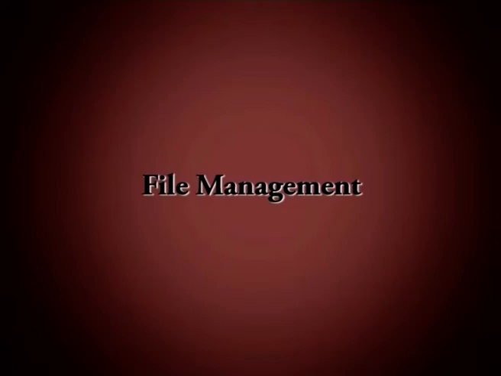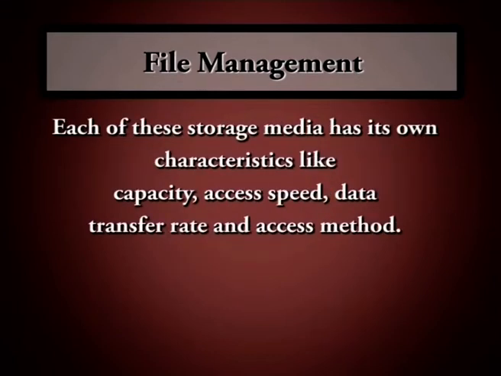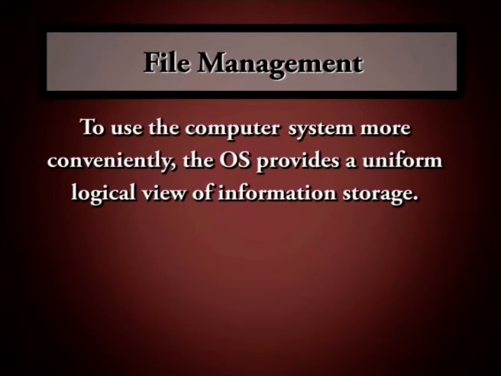Fourth is file management. Permanent information is stored in computers on several different types of secondary storage devices like magnetic tape, magnetic disk, optical disk, etc. Each of these storage media has its own characteristics like capacity, access speed, data transfer rate and access method. To use the computer system more conveniently, the operating system provides a uniform logical view of information storage.